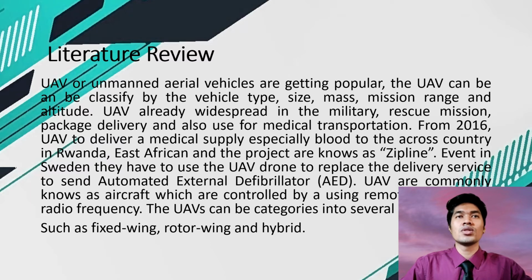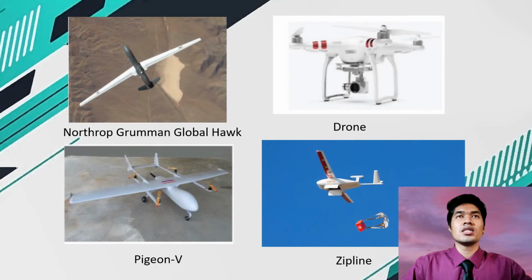UAVs are commonly known as aircraft which are controlled by using a remote via radio frequency. Next are examples of UAVs: Northrop Grumman Global Hawk and Pigeon V. They are basically used for the military.